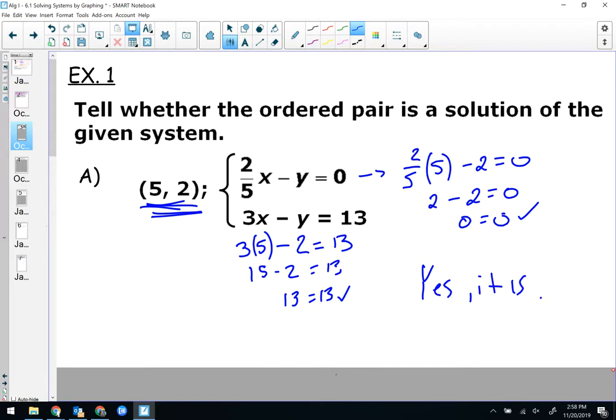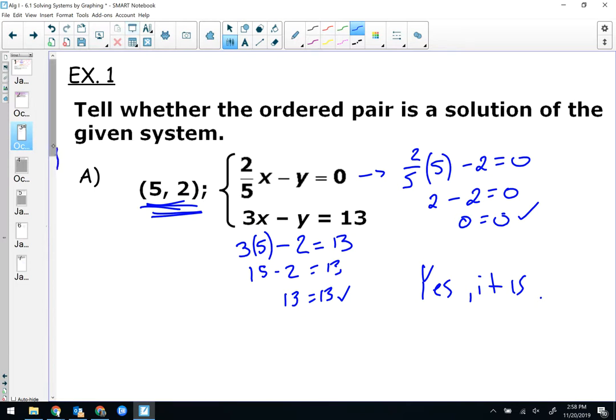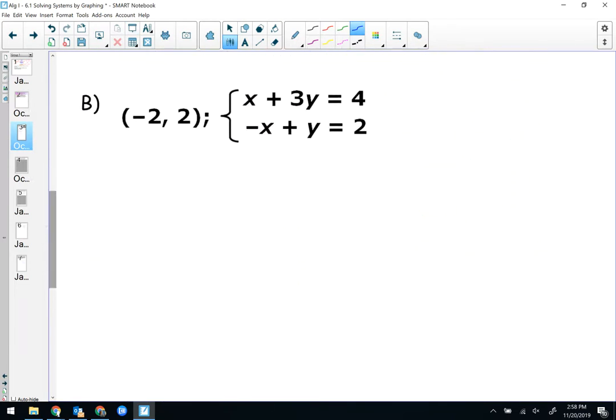All right, let's take a look at the second one here. Is this a solution to the system? Why don't you pause and try it? See if it is a solution. When you're ready, go ahead and play. We got -2 plus 3 times 2, because x was -2 and y was 2, is equal to 4. Is that a true statement? -2 plus 6, is that indeed 4? Yes, so that checks out.